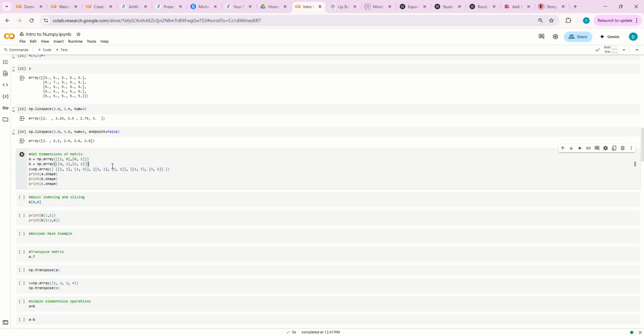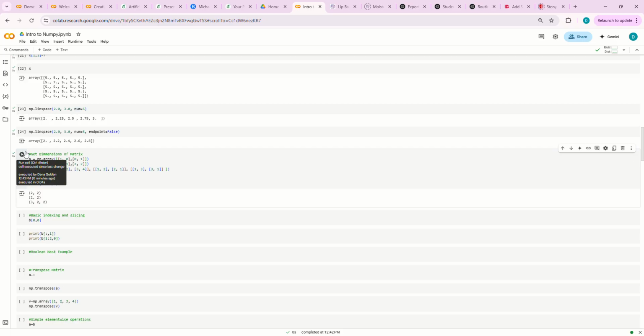And now we get dimensions. Remember, dimensions are the number of rows and columns. You have to match dimensions to multiply, which is really important for linear algebra. It is very important for artificial intelligence and very important for deep learning. So let's get the shape. We have the shape there.